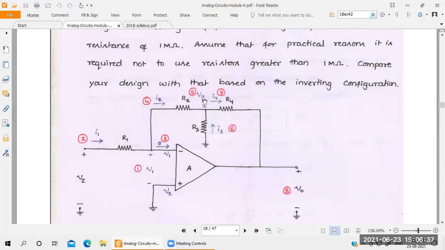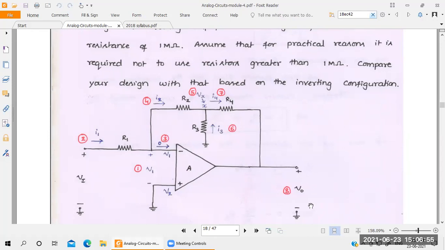Understood? So all three resistors are meeting at a point here, and that voltage is Vx. That you have to find out. So the current across R2 is I2, the current across R3 is I3, and the current across R4 is I4.